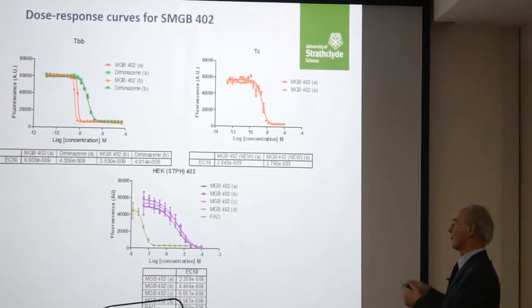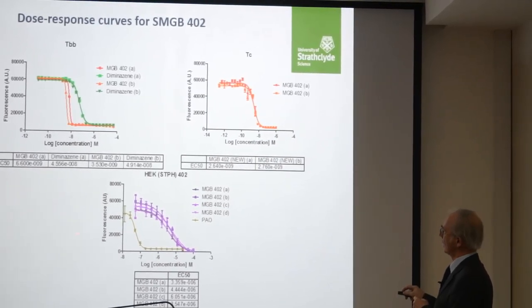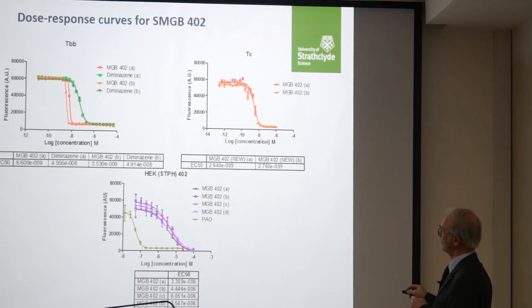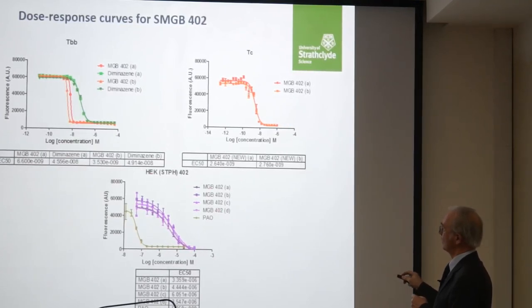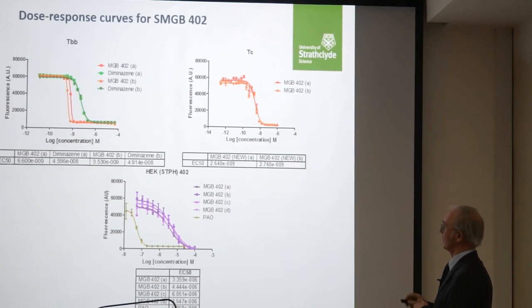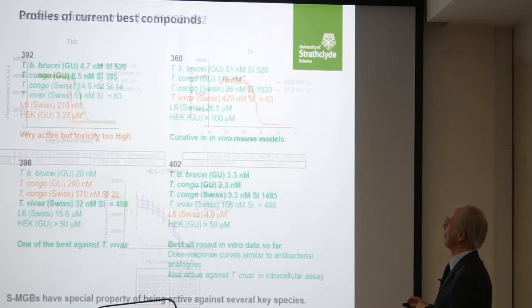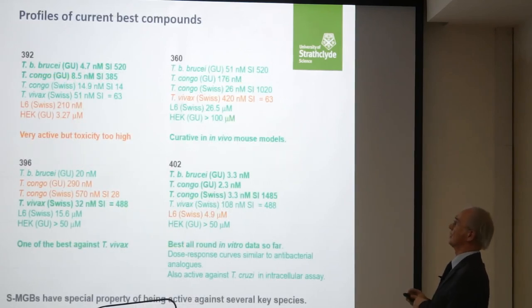Bringing together those two series of studies and comparing with the effect of these molecules, here we have in the various purples, the 402 studies against the HEK-402 cell line. So we've got the selectivity built in there. And the profiles of these compounds move to being really very impressive. I'll move directly to 402 and compare that with 360.